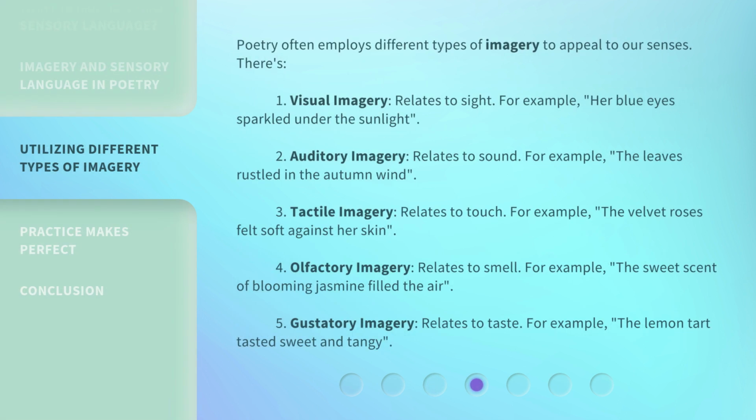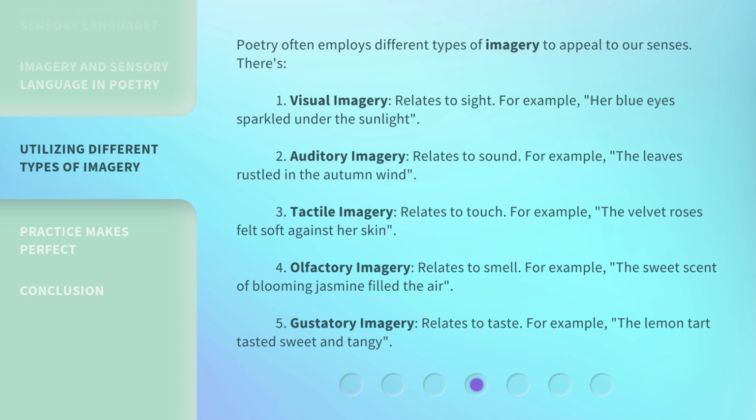Poetry often employs different types of imagery to appeal to our senses. There's 1. Visual imagery, relates to sight. For example, her blue eyes sparkled under the sunlight. 2. Auditory imagery, relates to sound. For example, the leaves rustled in the autumn wind.